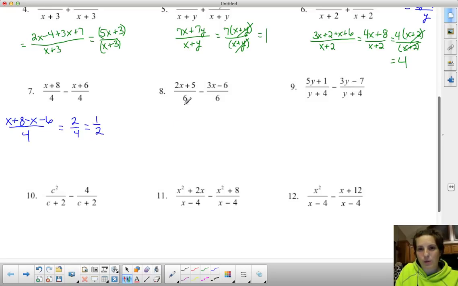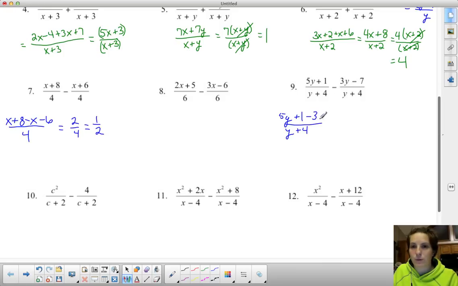Let's go ahead and work through, I'll leave number 8 for you. Let's work through number 9. Do I have a like denominator? Yes. Then my first step is to keep it and add or distribute the negative, then add. So the first quantity stays, 5y plus 1. The second quantity, my negative, gets distributed, minus 3y plus 7.